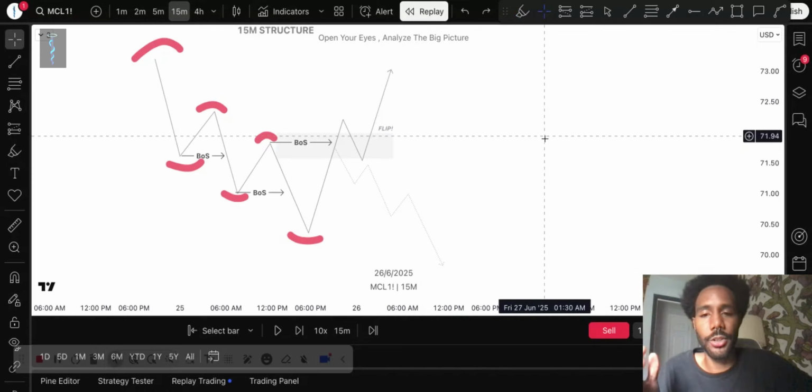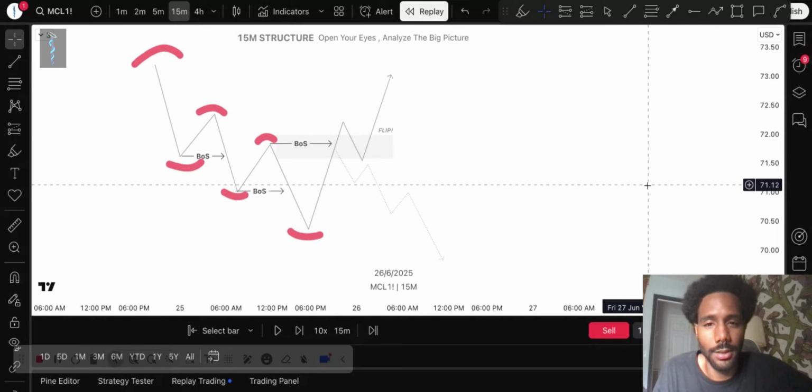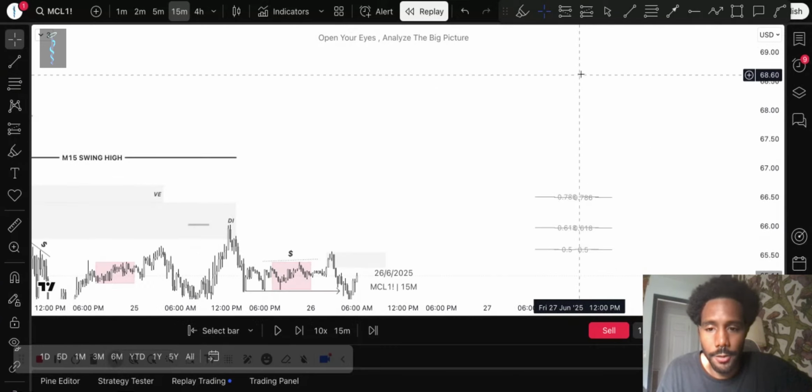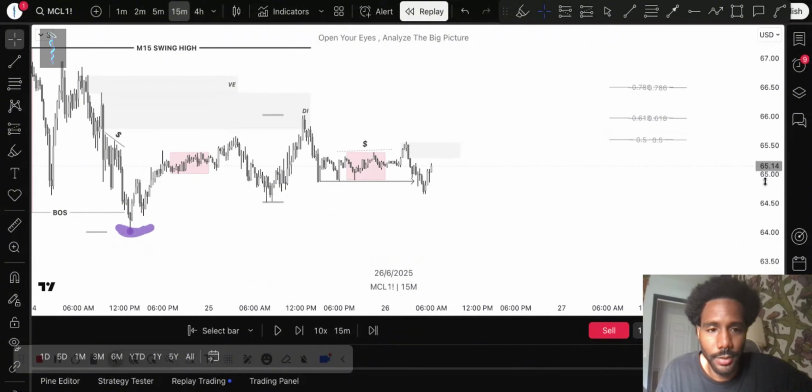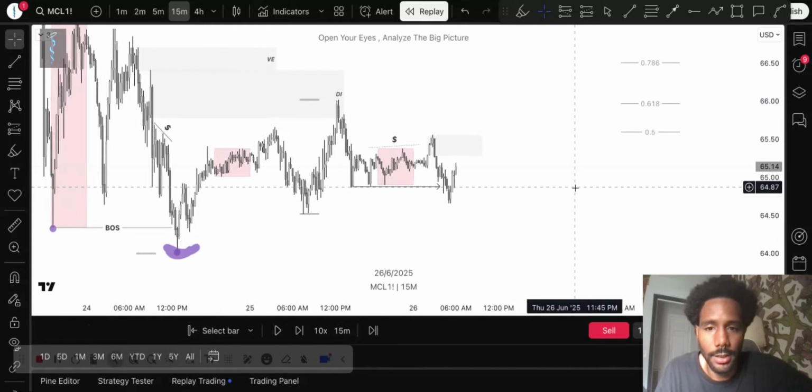I want to show you guys a real life example of how this is used and how intricate it can be. So without further ado, let's get into this whole trade idea that I have labeled up for you guys.